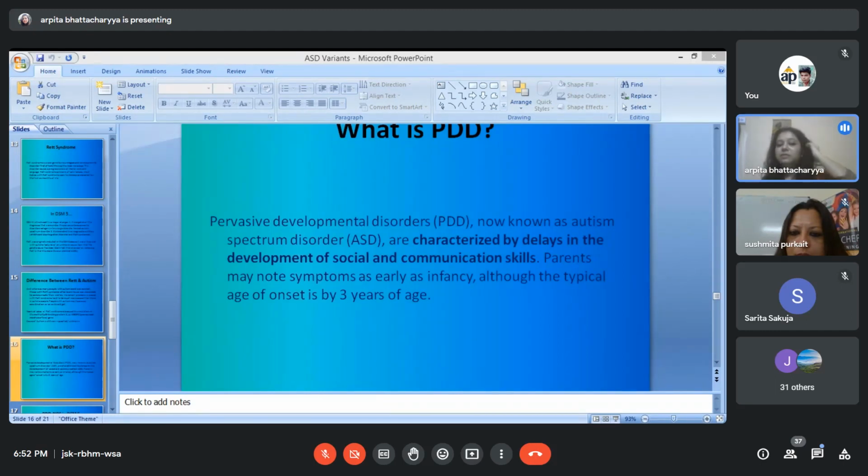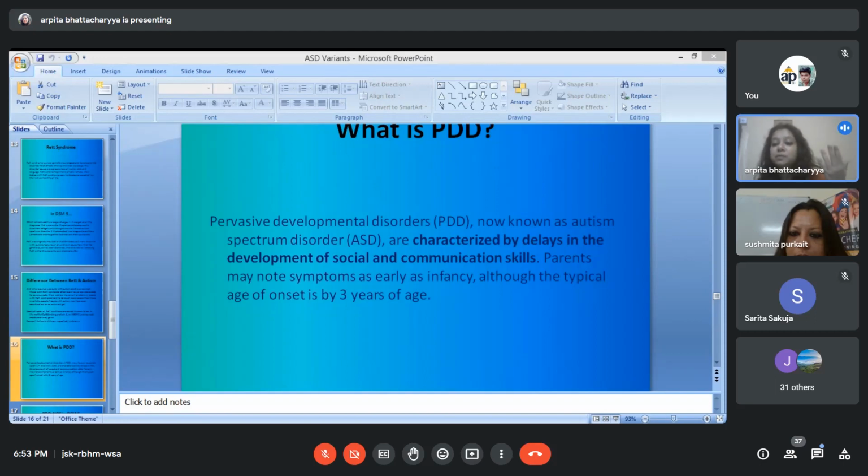PDD, pervasive developmental disorders, are characterized by delay in developmental, social and communication skills. I'm repeating it again and again. All the conditions under the umbrella had social communication deficits, all of them, and repetitive movements, stereotypical patterns. All these are common. That's why they're put under the ASD umbrella, and as they spread across a wide range, it is known as PDD, pervasive developmental disorders.